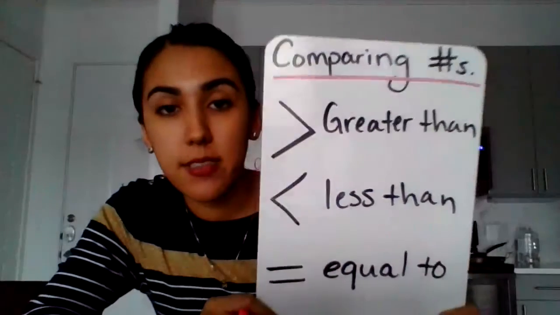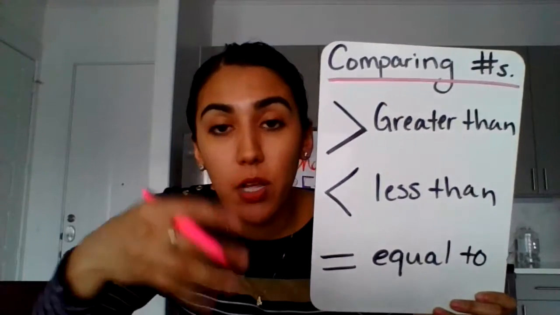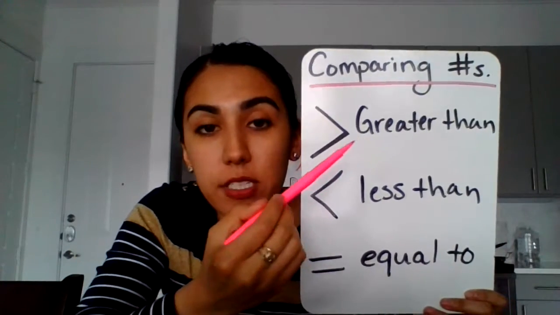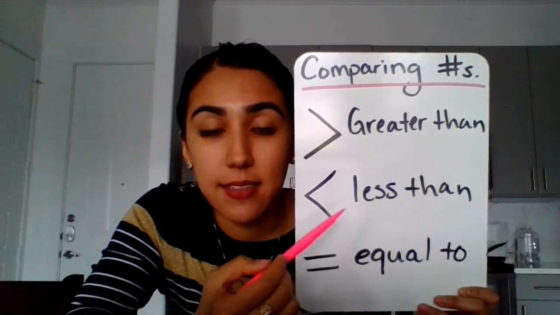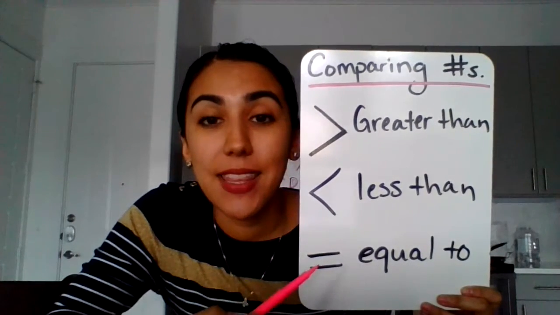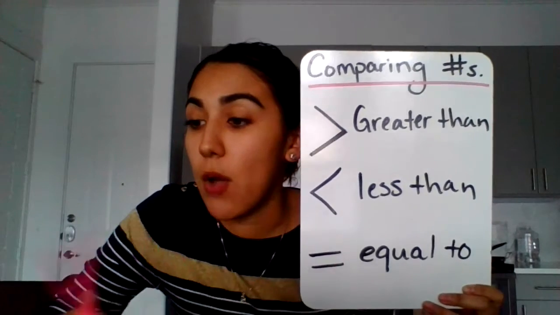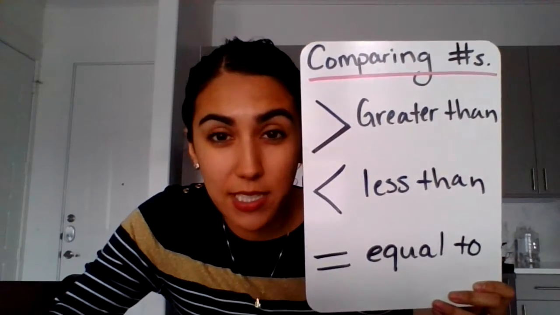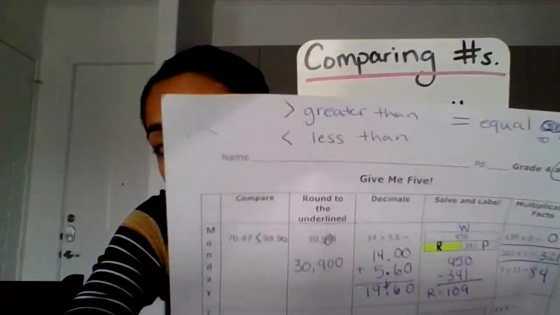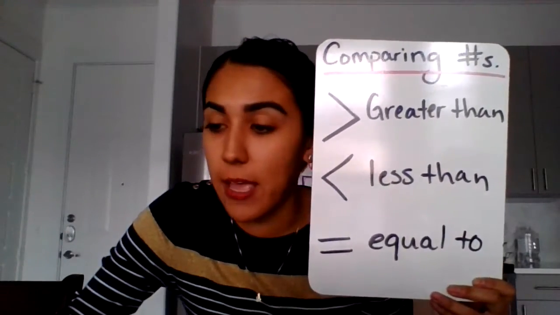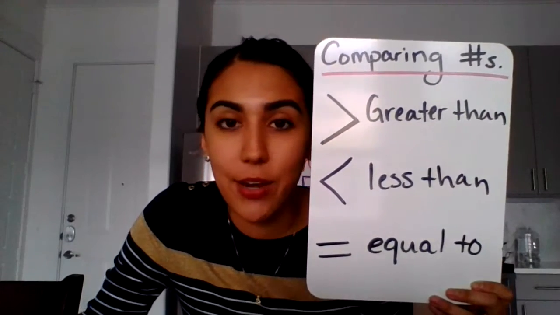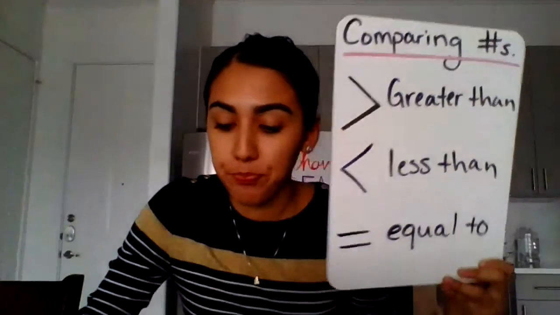Before we get started, let's go over some of the comparing signs that we see in 4th grade. When we're comparing numbers, we're going to be using the greater than sign, the less than sign, and the equal to sign. So I would suggest pausing this video and writing that at the top of your paper just in case you forget, okay? It's not a bad idea to write that at the top, okay?